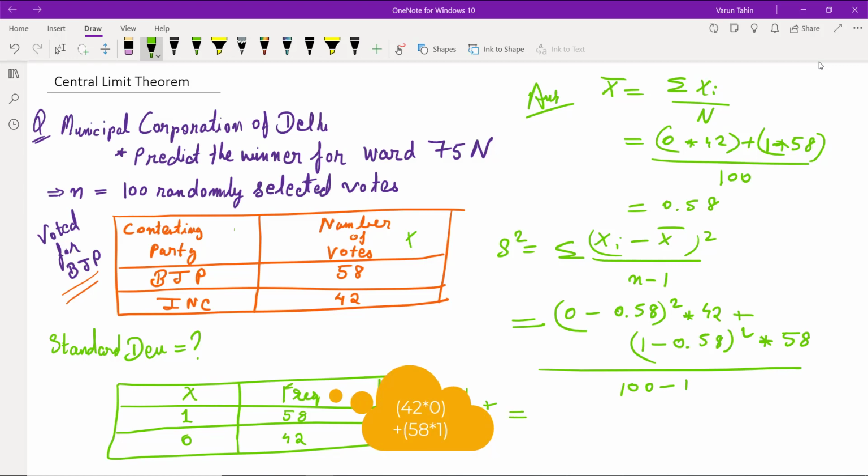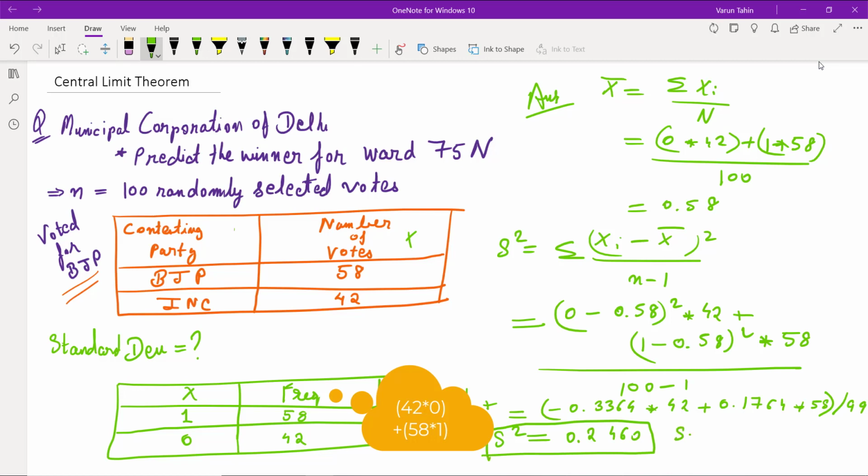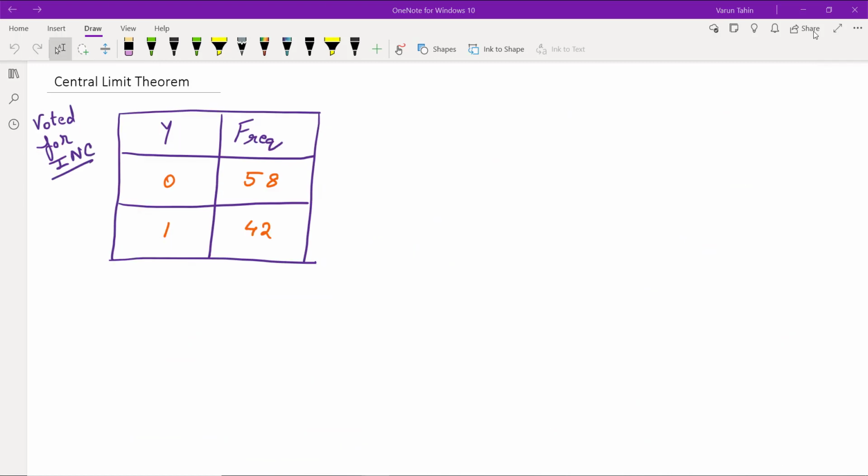So the variance becomes 0.2460, and therefore S will be the square root of this value, which is 0.496 or 49.6%. Now let's say that you define Y as the proportion of people that voted for INC party. Now clearly the mean will be 0.42.